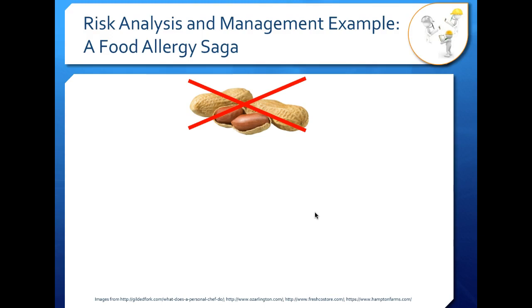So whenever I eat food, I have to do a very quick risk analysis into what is my risk of accidentally ingesting peanuts with this food. And so when I do that risk analysis, I combine it with management to reduce the risk as much as possible.